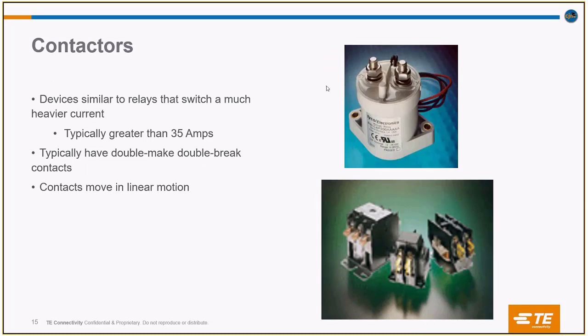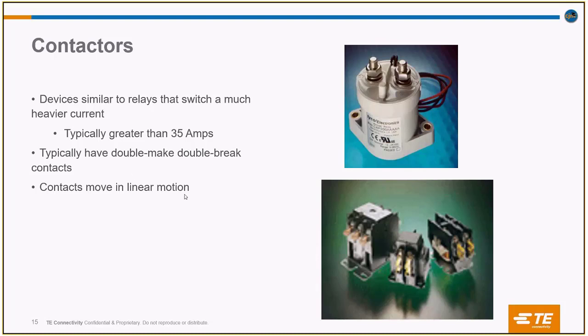Now we are going to talk about contactors. Contactors are similar to relays, but they switch a much heavier current. So the difference between a relay and a contactor is only the current. The current carrying capacity is much greater than 35 amps, and they typically have double make or double break contacts.